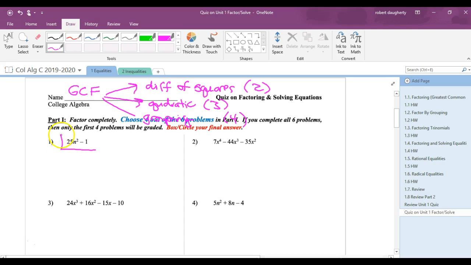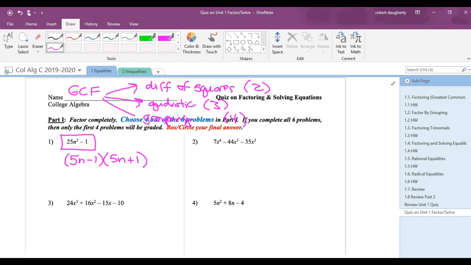When I look at this, there's no greatest common factors. Two things, perfect squares, separated by a minus sign. There is no good excuse for missing this one. There is a formula. That's 5n minus 1, 5n plus 1. Okay, look at the next one.